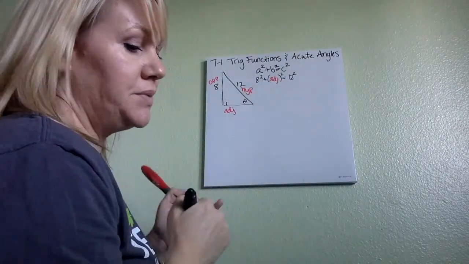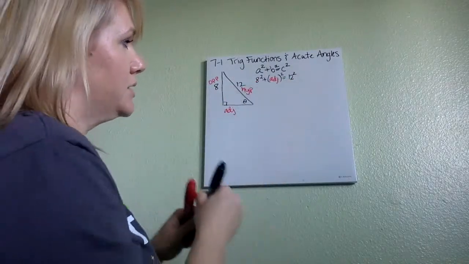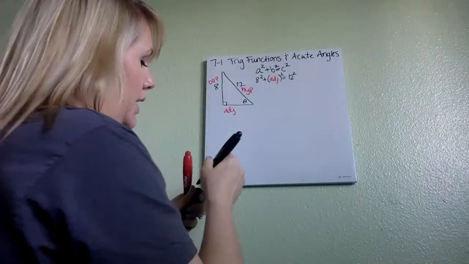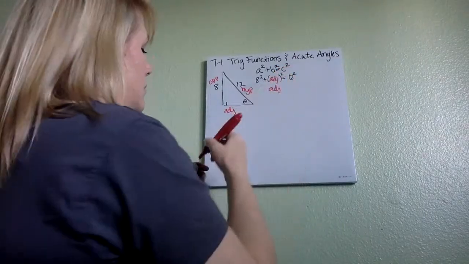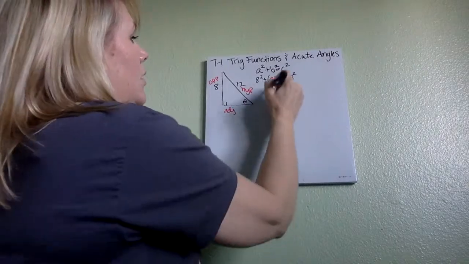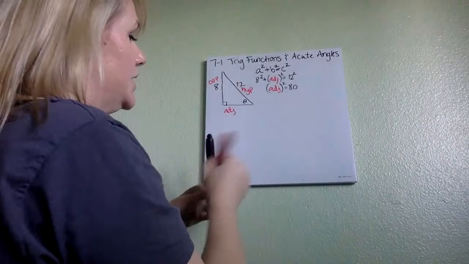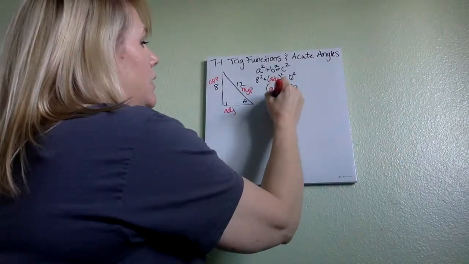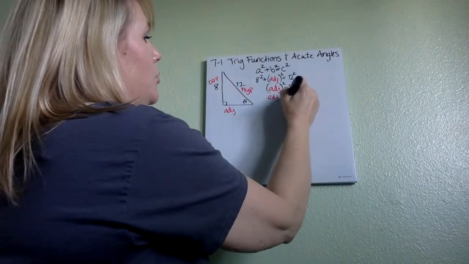So then I'm going to skip some steps. That's 64 and that's 144. And if I subtract the 64 from both sides, then I get adjacent squared equal to 80. So the adjacent side is equal to the square root of 80.